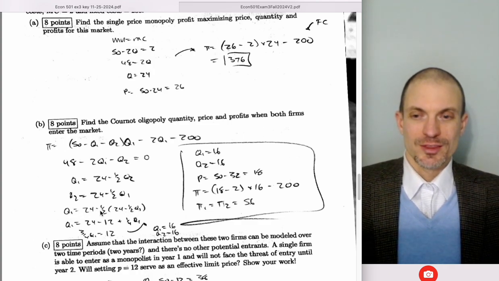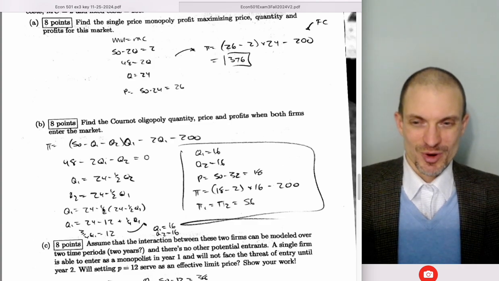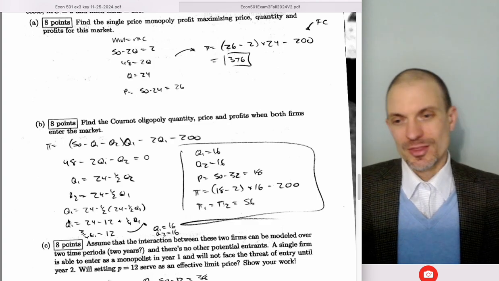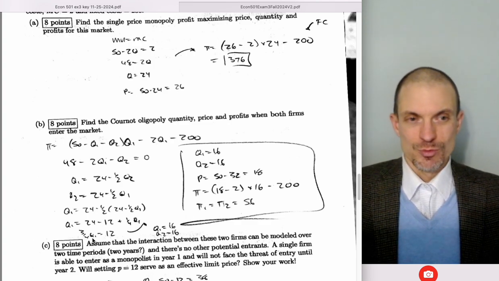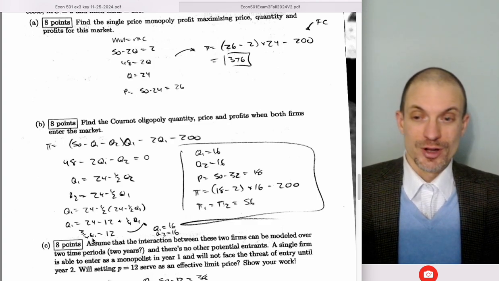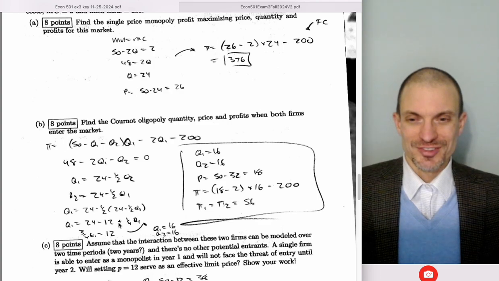When you're solving, the mistake you want to not make is when you distribute this minus 1/2 to this minus 1/2, remember that'll be a positive 1/4. And then when you're solving, you'll get a 3/4 Q1. If you get a 5/4 Q1, you know you made a sign error. You probably made this negative. So you want to avoid that.